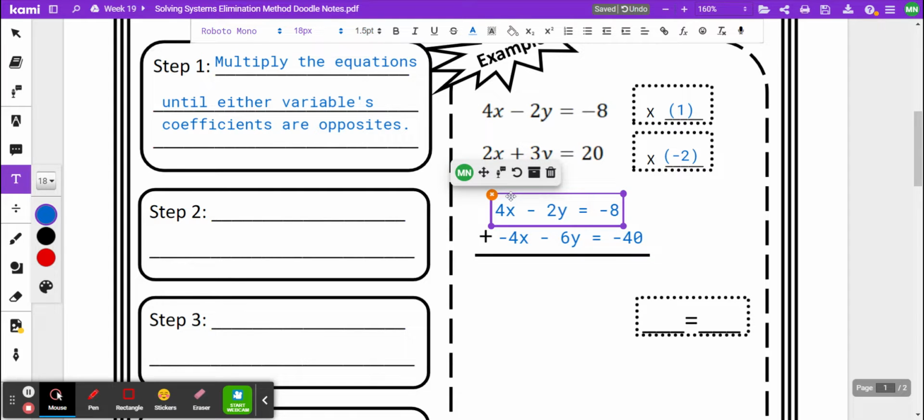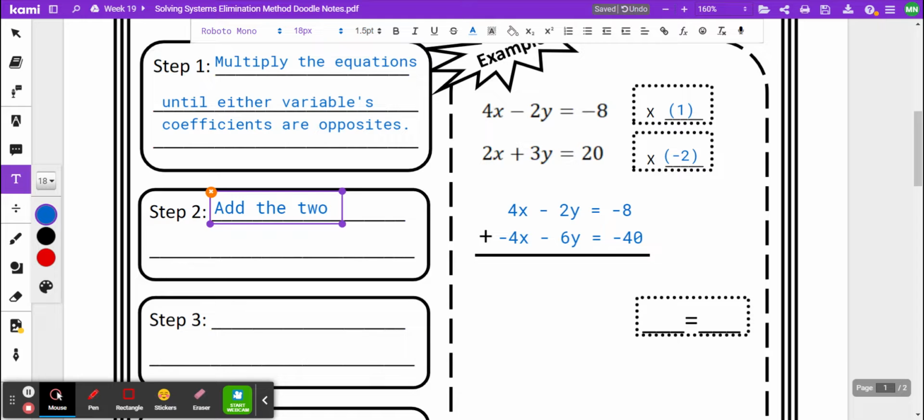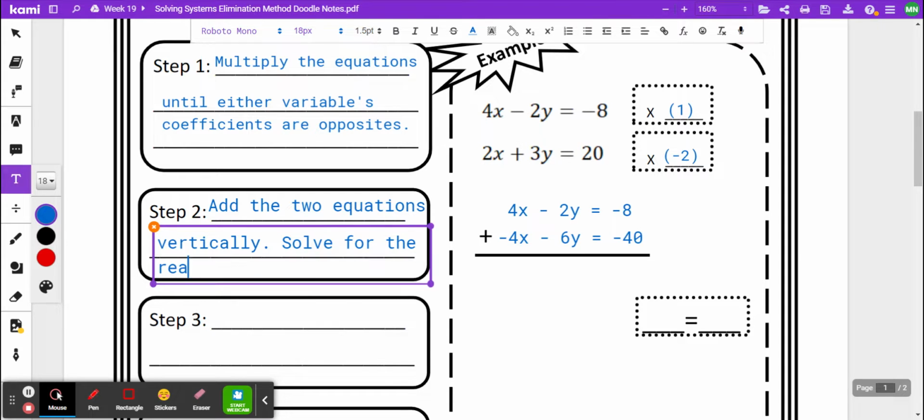All right, I'm going to line them up a little bit better. There we go. So step 2 is that we are going to add the two equations vertically and then solve for the remaining variable.